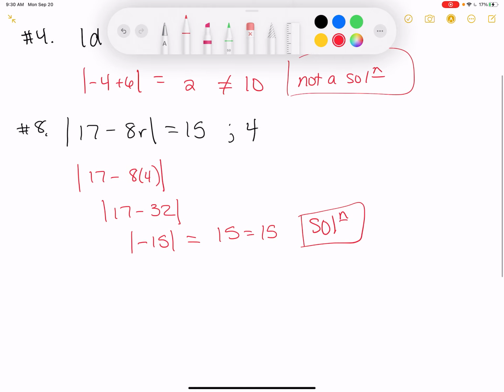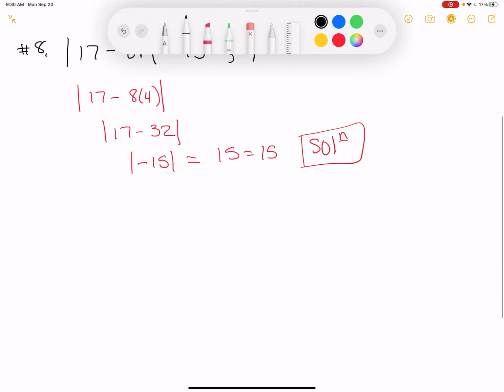Alright, one thing to remember about absolute value is there can be 2 possible solutions, a positive and a negative value, because they both will come out to give you the same thing, because the absolute value bars make everything positive. So just keep that in mind, that there could be 2 possible numbers that work for these, so we have to set them up twice.